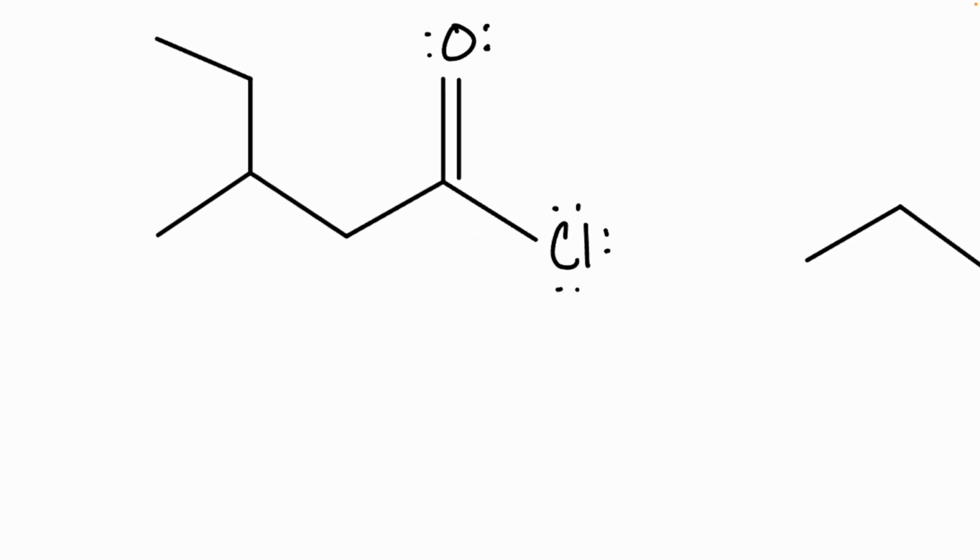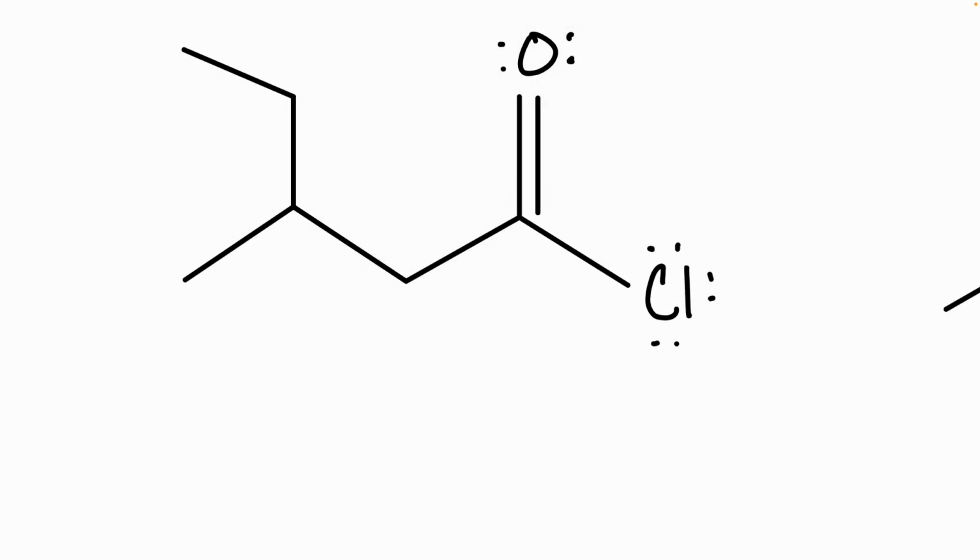So let's start going through these. Okay, so I need my parent chain. My longest continuous set of carbons would be these 5 here. This would then just be a methyl group.